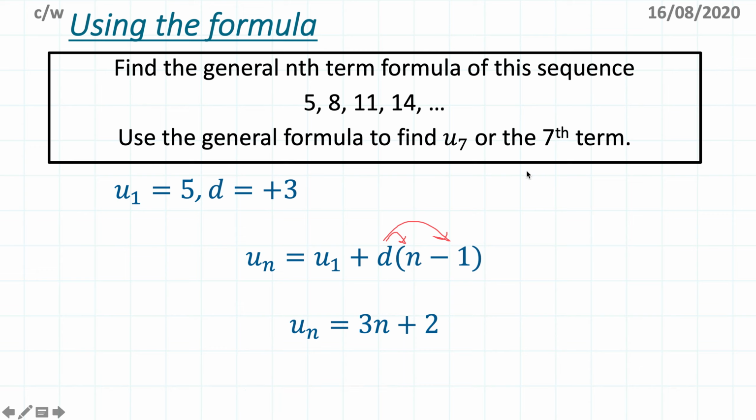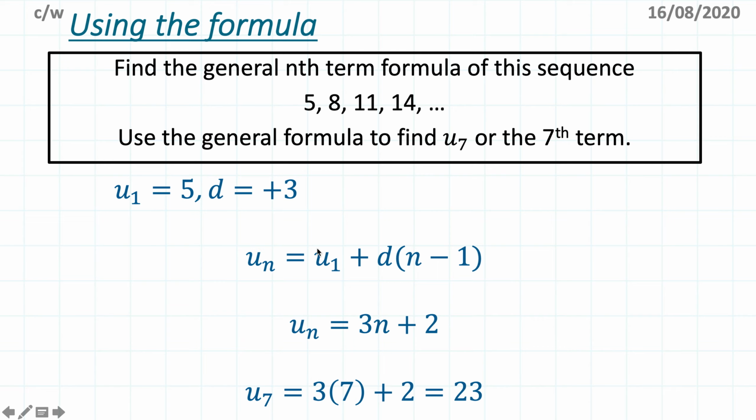So then I need the 7th term. I need U7. Once they say U7, it means Un will be replaced by U7. And U7 means that N, which is the position, remember these two will link, I will have to replace with a 7. So I multiply out and simplify to get 23. How to use this formula can be discussed in more detail in another video, but this is quite an easy one.